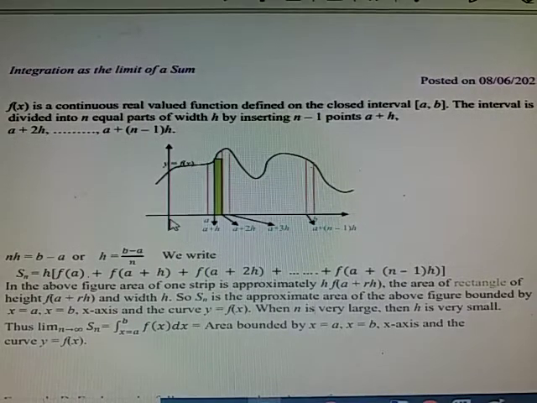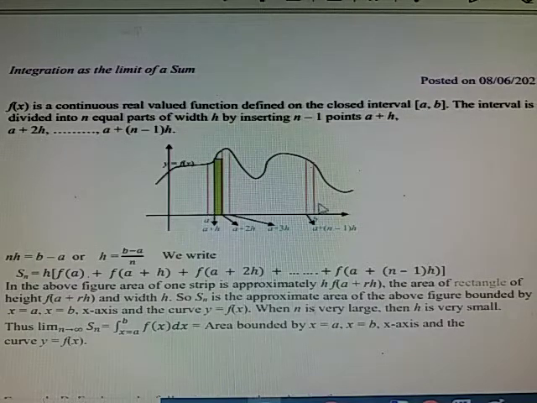Now along the x-axis, you make these strips of width delta x. So this is delta x, or here we are making it width h, not delta x. With width h. So suppose we are considering from this point A to this point B.